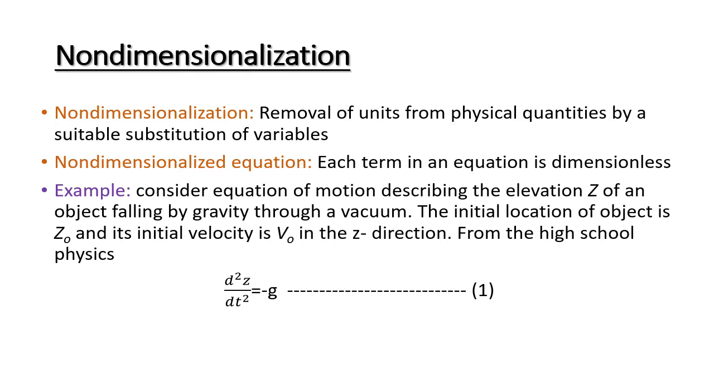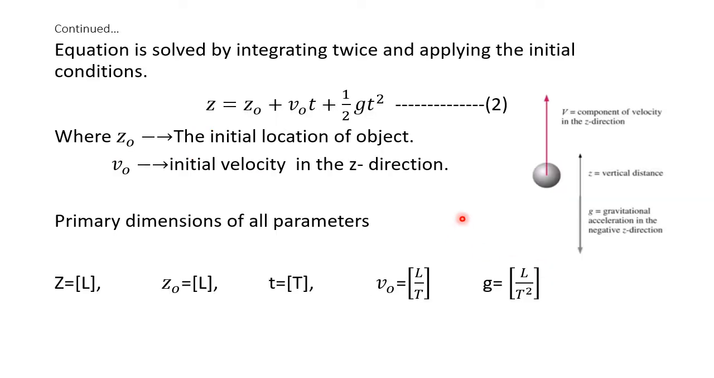Okay, let's consider the equation of motion describing the elevation of an object falling by gravity through a vacuum. The initial location of the object is z0 and its initial velocity is v0 in the z direction. From our high school physics, we have learned the expression for this kind of problem as d square z by dt square equals minus g, and when we put the initial conditions, we get the final expression as z is equal to z0 plus v0 t plus half g t square.